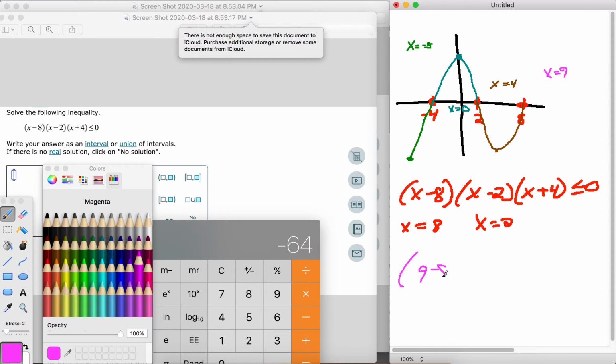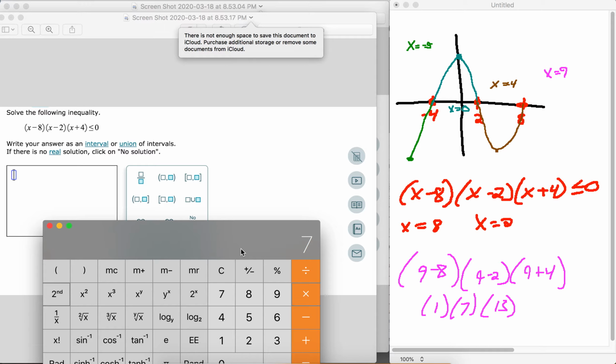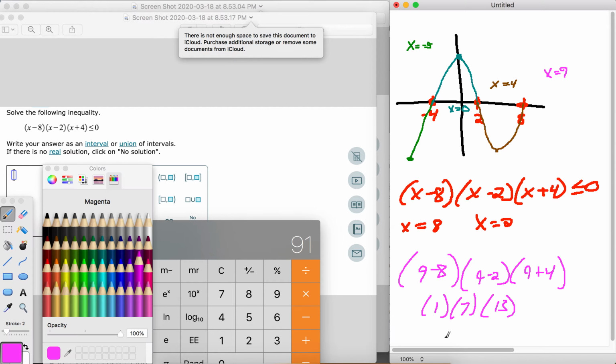So 9 minus 8, 9 minus 2, 9 plus 4. So we got 1, 7, 13. Times 13 gives us 91. So at x equals 9, we know it's a pretty positive number, so it starts increasing from there. Okay, so final answer here.